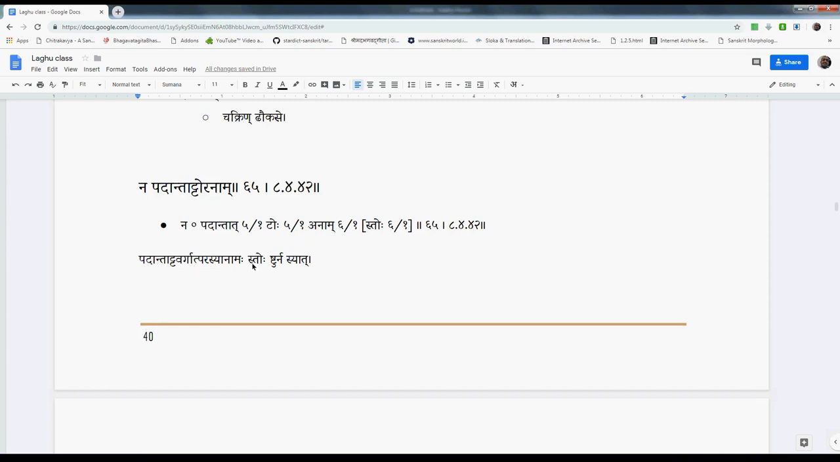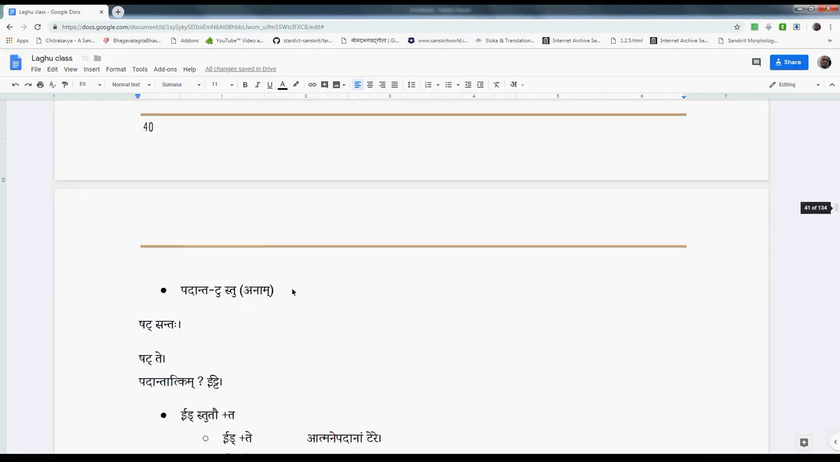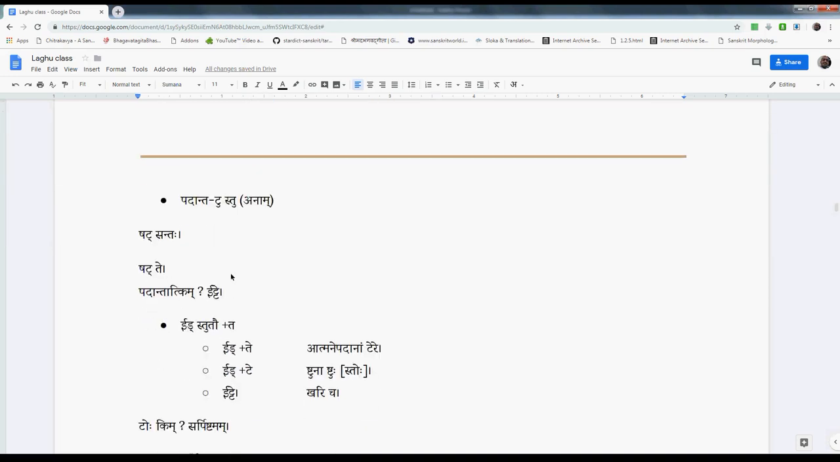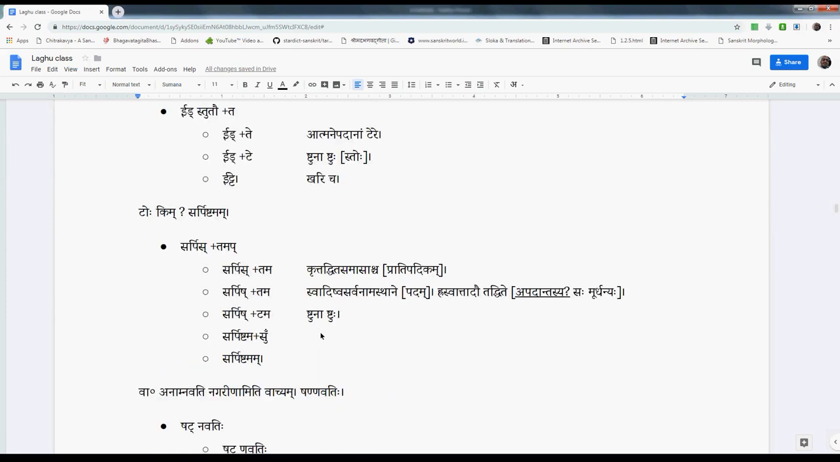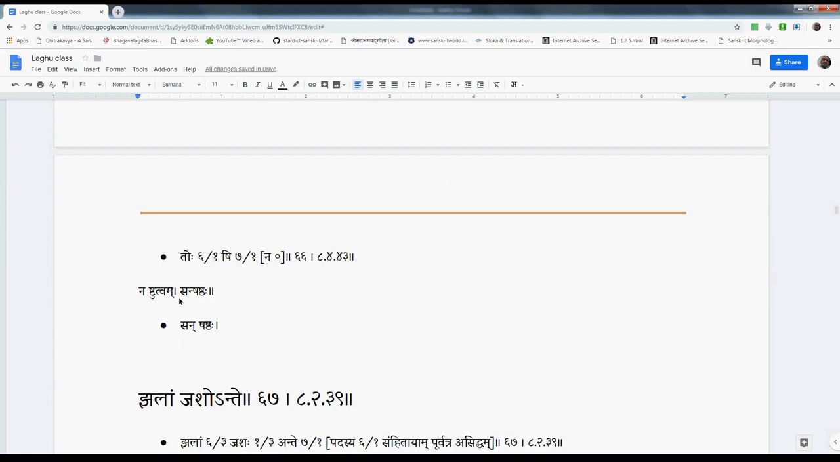So padaanta tavargaat parasya anaamah, shtoh shtunaa na. This shtutvam is denied for sakara and takara in this anaam. The example we saw there was shannaam, and so on. Here you see natvam in shannaam; in other places you don't see this natvam. Toshi is again a specific denial: shtutvam na bhavati, as in san shatta. Although this nakara is a tavarga letter, shtunaa shtuh does not apply.